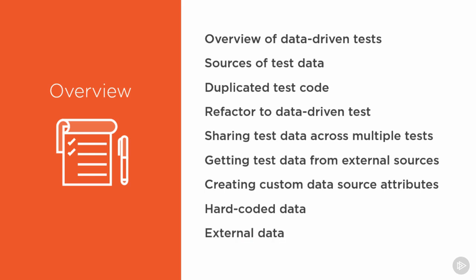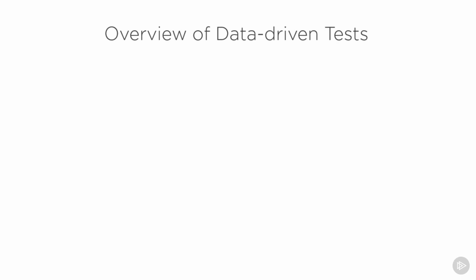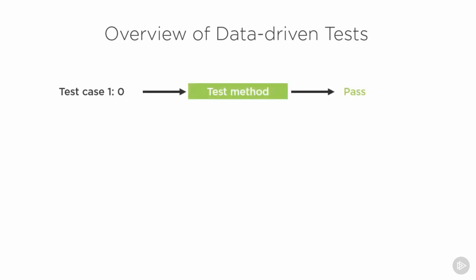So let's kick off this module by getting a high-level overview of data-driven tests. Suppose that we're testing something, and to test it fully, we need to supply a number of different variations of input test data. So without data-driven tests, we'd have this first test case, perhaps using an input value of 0, and we'd go and write a test method, and this test can either pass or fail.